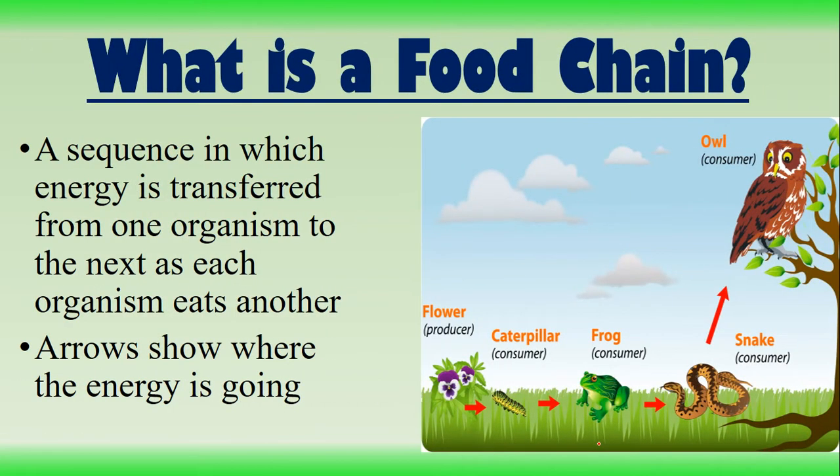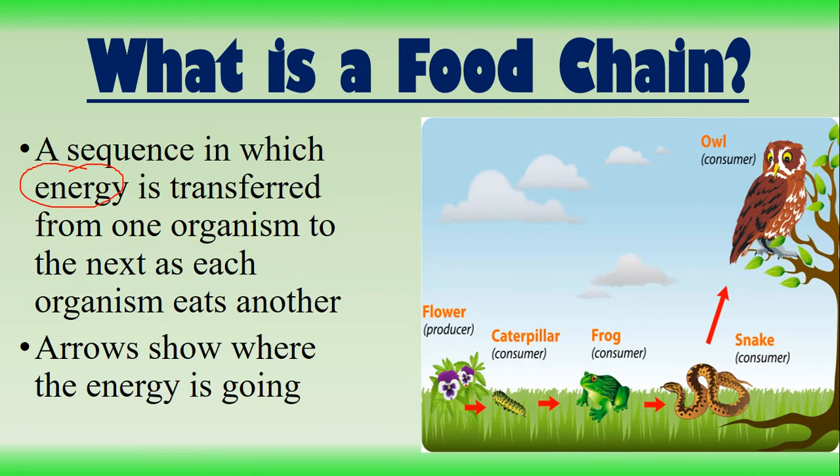So, what is a food chain? When you have all these animals eating things, eating each other, you have a food chain, which is a sequence of energy transfers. Energy transfers from one organism to the next as organisms eat each other.